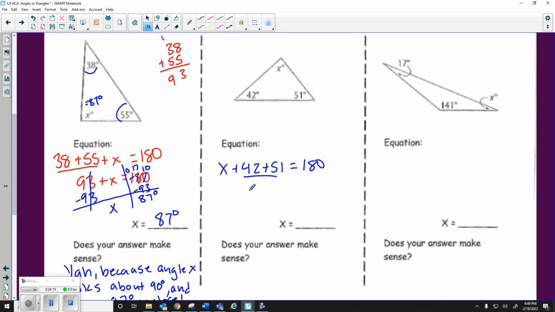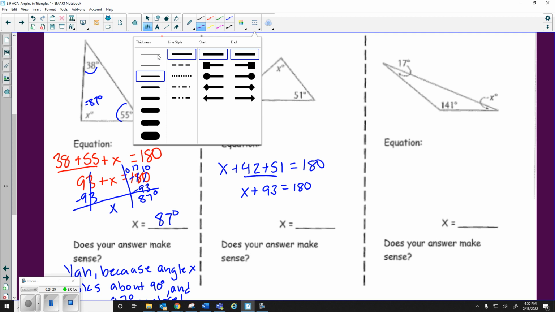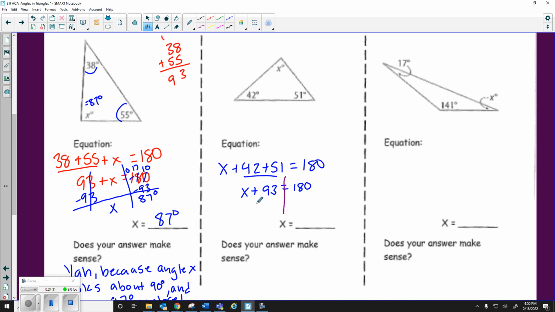I'm going to go ahead and add those two. X plus, that should give me 93. Hey, 93, we just did that. Okay, and then let's solve. Minus 93, minus 93. Cancels out. X is equal to, I bet if I subtract it the same as this one, I should get 87 degrees. And again, I would say yes, it still makes sense for the very same reason.